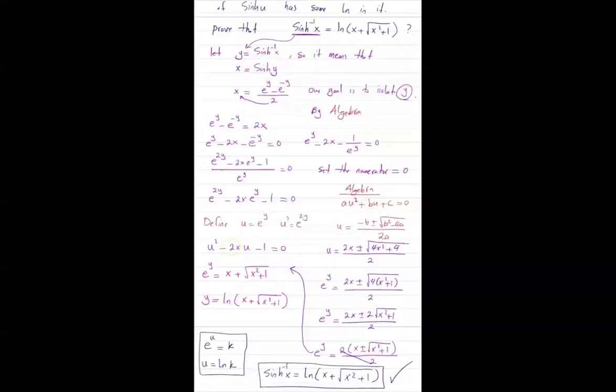So far, we showed that the inverse hyperbolic sine of x is ln of x plus square root of x squared plus 1. Now let's take a look at our cosine. So we want to prove that the inverse hyperbolic cosine of x is ln of x plus square root of x squared minus 1.